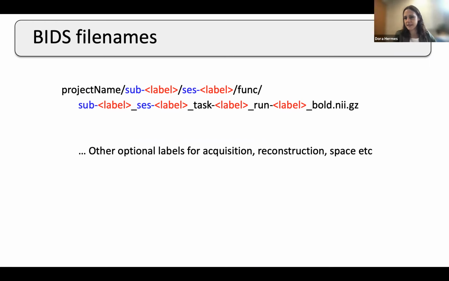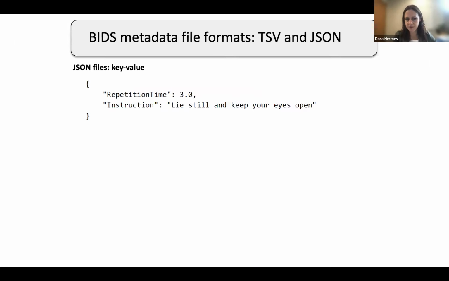Now, the other thing in BIDS that is important is that every file is accompanied by different types of metadata, and these are specifically TSV files and JSON files. And just to show you what a JSON file looks like, it's a key value assignment where you have, for example, the repetition time of 3 and an instruction. So key value pairs are always stored in JSON files, and the nice thing is that they're human readable and machine readable.